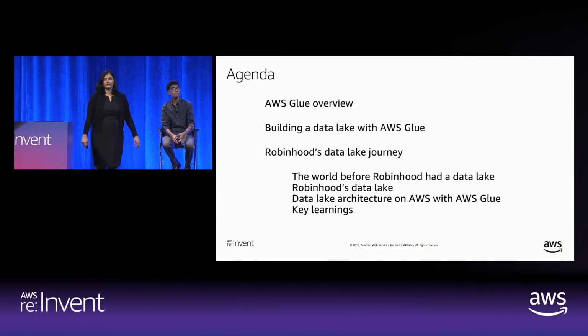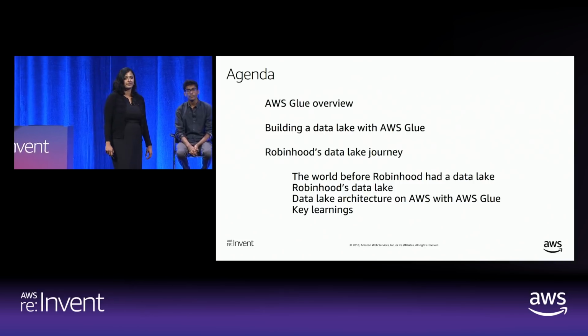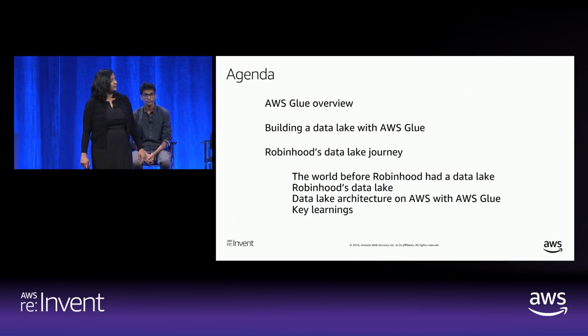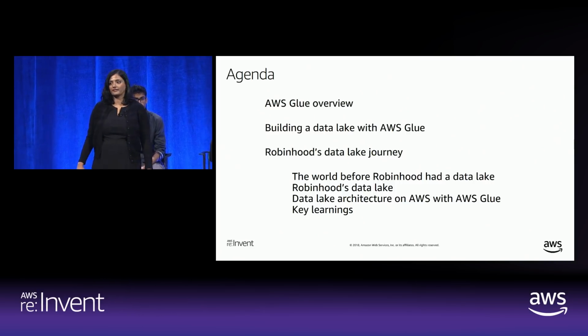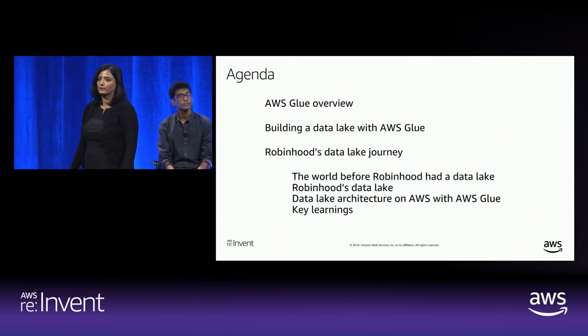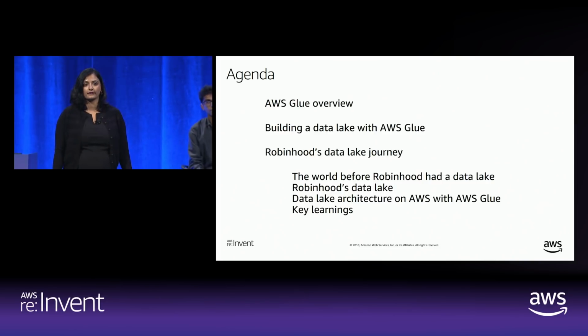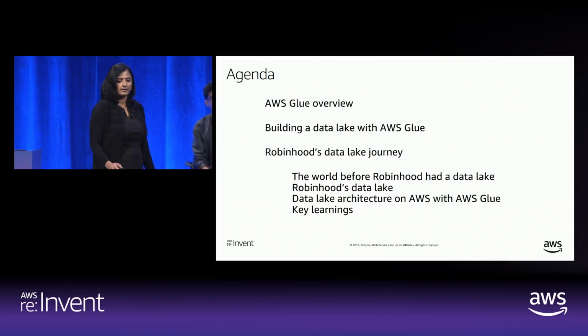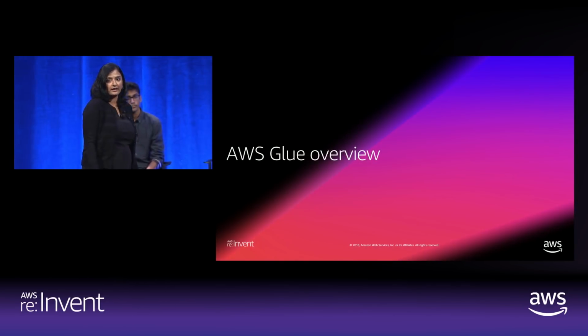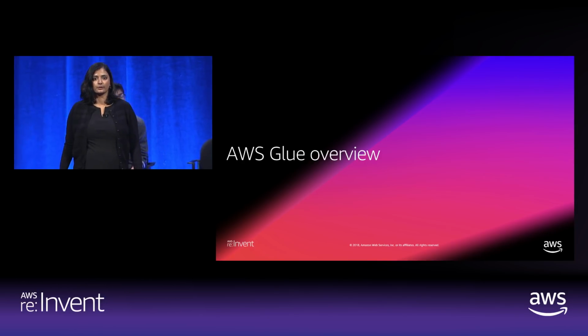So we have a packed agenda today. We will be talking about building data lakes. I will be going over how Glue plays a part in building data lakes on AWS. And then Arpan is going to talk about how Robinhood built a data lake on AWS. But before we do that, let's do a quick refresher on AWS Glue.